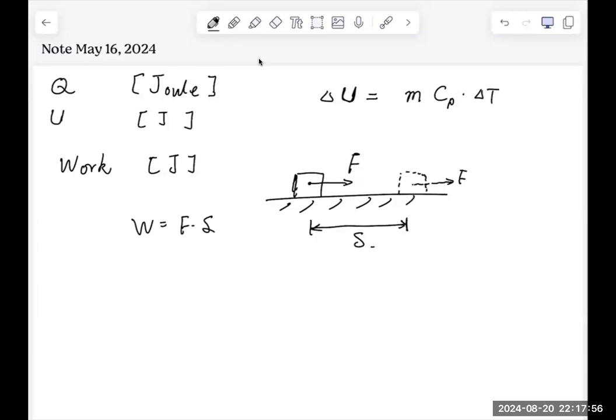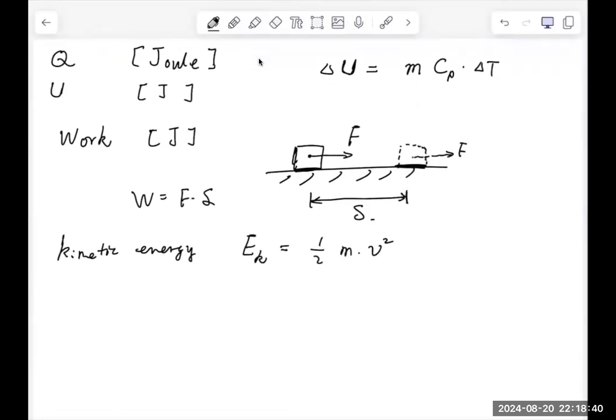So in addition to the thermal energy U, sometimes if you don't have the friction, then for most of the time, this object will actually be moving faster and faster if you have this force. So the kinetic energy would equal half of the mass times the velocity squared.